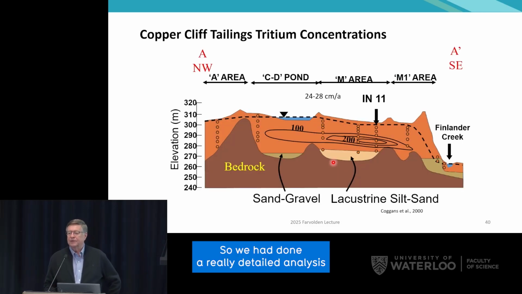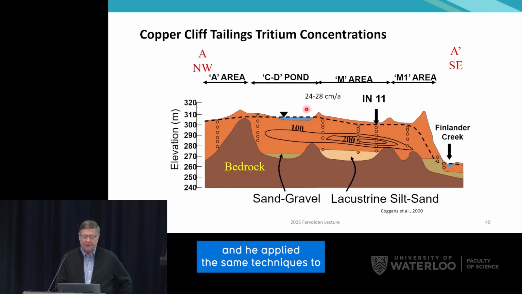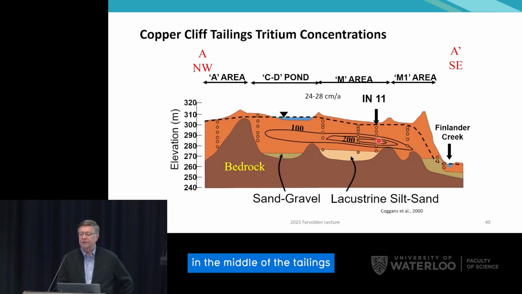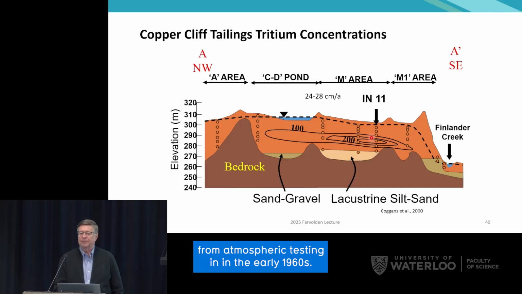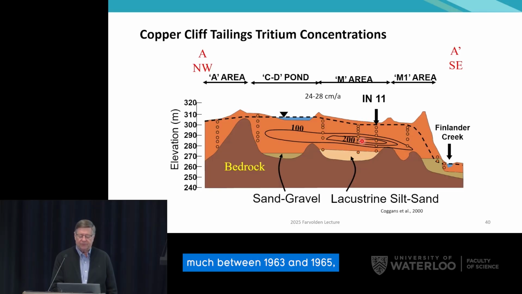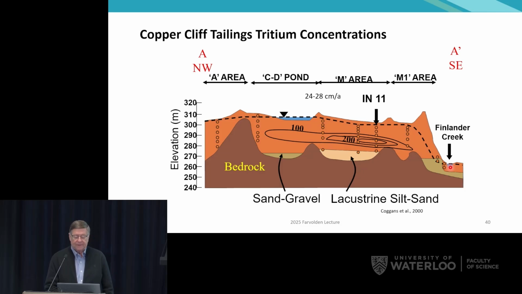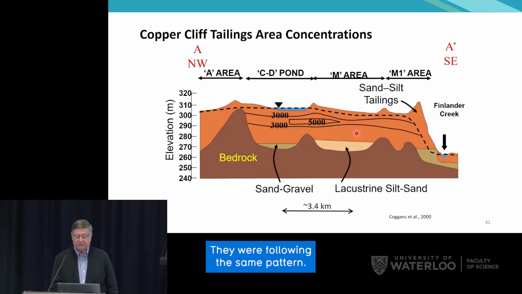So Will had done a really detailed analysis of tritium and movement in an aquifer near Sturgeon Falls, and he applied the same techniques to the Coppercliff tailings area. So you see the peak concentrations of tritium in the middle of the tailings impoundment, and that was tritium that was derived from atmospheric testing in the early 1960s. And so we knew that that water was pretty much between 1963 and 1965. And that was moving down through the tailings impoundment into an aquifer underneath, or else discharging to the surface water flow system that's here. We looked at the sulfate concentrations. They were following the same pattern.